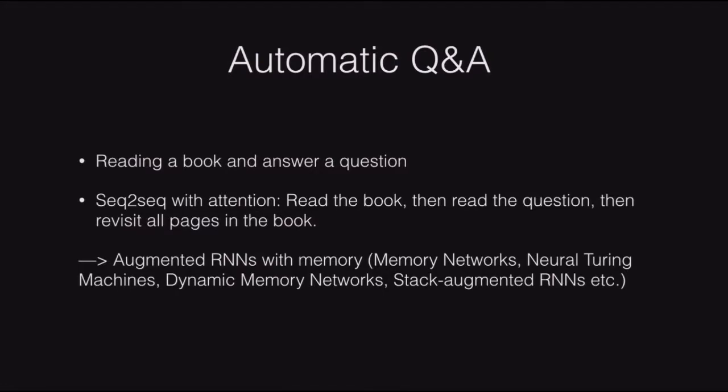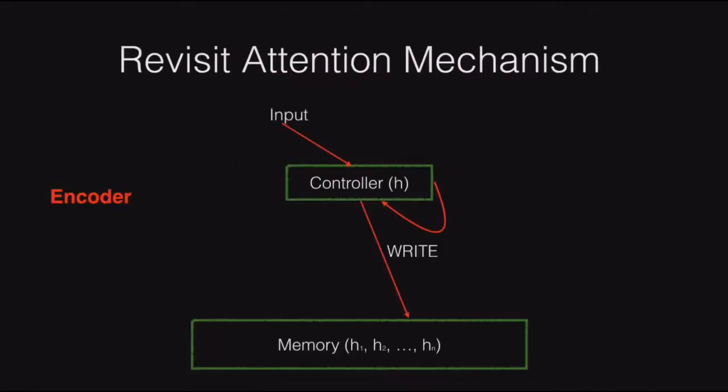Work in this area would be memory networks by Weston and folks at Facebook, neural Turing machines at DeepMind, dynamic memory networks, which Richard Socher presented yesterday, and then stack augmented RNNs by Facebook again, etc. Now I want to show you at a high level what this augmented memory means.